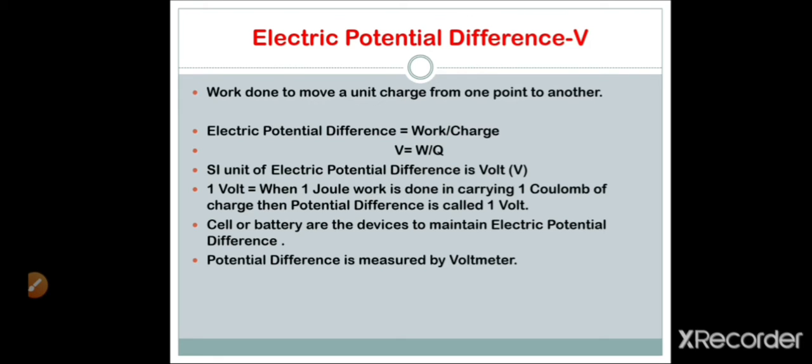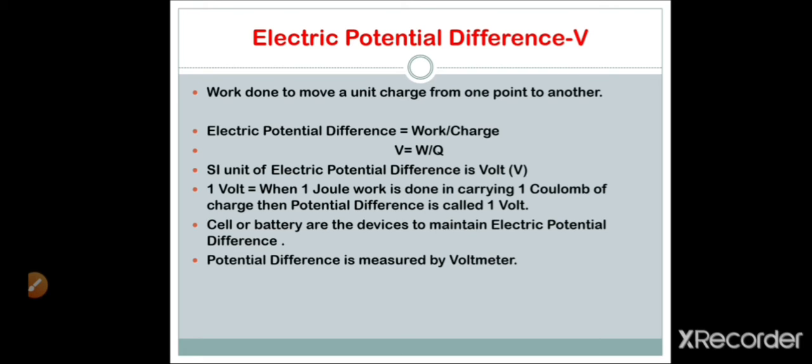Now next is electric potential difference, which is represented by capital V. So what is potential difference or electric potential difference? It is the work done to move a unit charge from one point to another in a circuit. Symbolically we can present it as V equals W upon Q, where W is work done and Q is the charge. The SI unit of electric potential difference is volt.